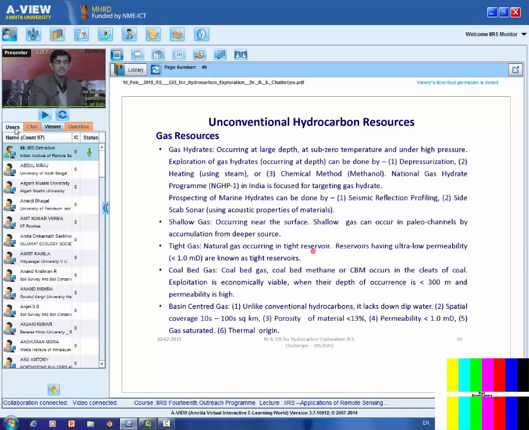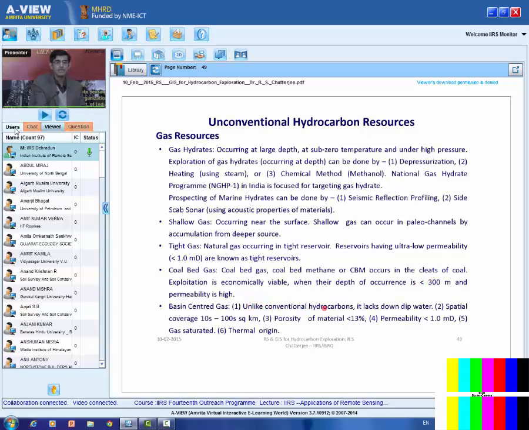And tight gas is natural gas occurring in tight reservoirs. Reservoirs having ultra low permeability, less than 1 millidarcy, are basically known as tight reservoirs. And coal bed gas, or coal bed methane, occurs in the cleats of the coal. Exploration is viable when the depth of occurrence is less than 300 meters. This is very important. If the depth is within 300 meters and the permeability is high, only then do we go for exploitation of coal bed methane or coal bed gas.